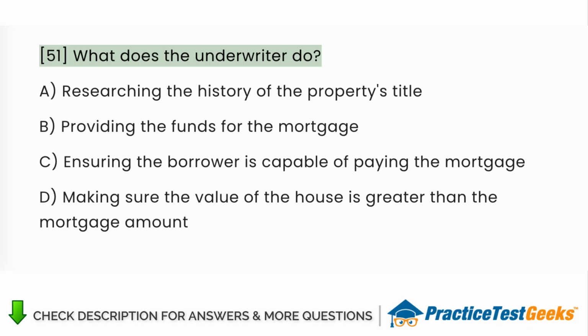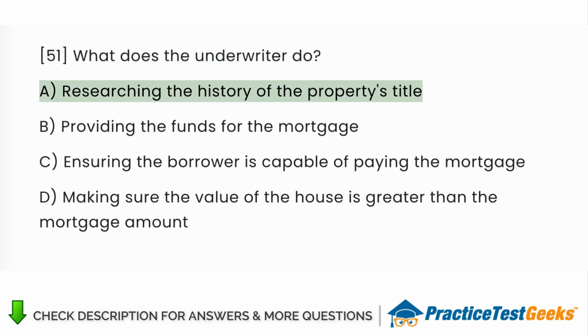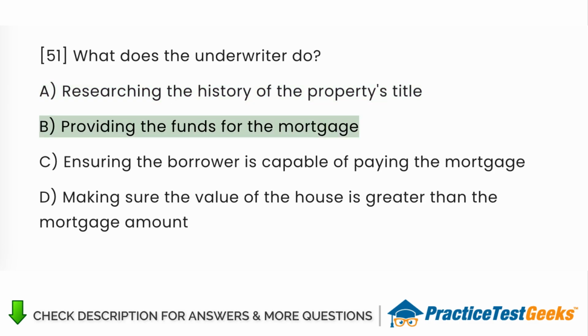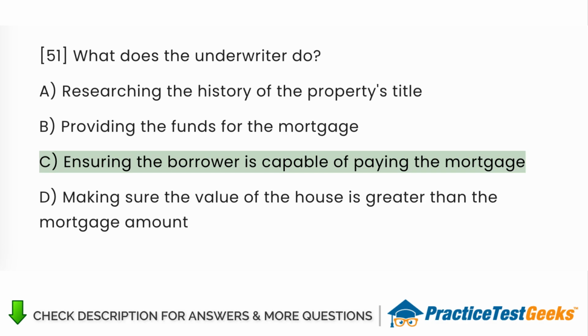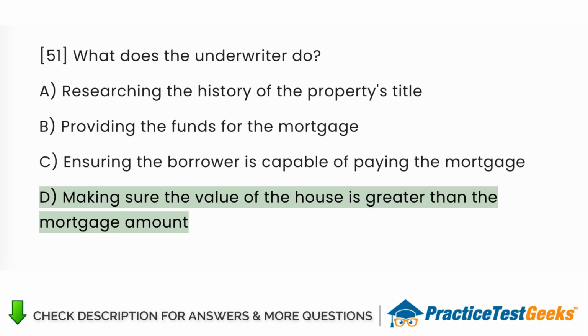What does the underwriter do? A. Researching the history of the property's title. B. Providing the funds for the mortgage. C. Ensuring the borrower is capable of paying the mortgage. D. Making sure the value of the house is greater than the mortgage amount.